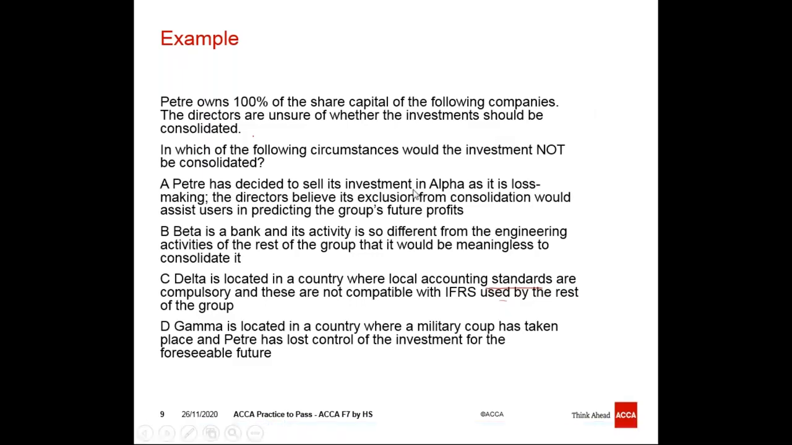Repeat A. Peter has decided to sell its investment in Alpha. Peter has decided to sell it, because the question is Peter has not yet sold Alpha, because it is a loss-making entity. Even if it is a loss-making entity, you have to consolidate it in the group's financial statements unless you have sold that company. If you have sold that company, then you cannot consolidate it. But if you still have that company, you have to do the consolidation.